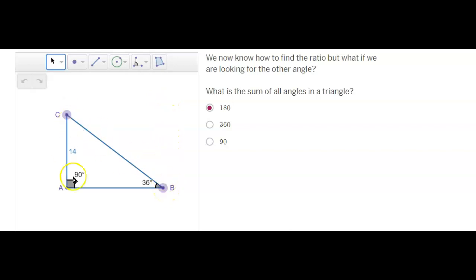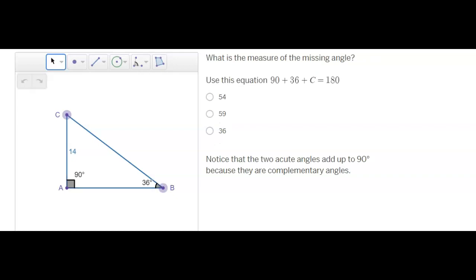A triangle is just half of a rectangle, and a rectangle adds up to 360 degrees, or a quadrilateral adds up to 360 degrees. So half of that is 180. So now it's very easy for us to figure out the measure of the missing angle. We can use the equation 90 plus 36 plus C equals 180.